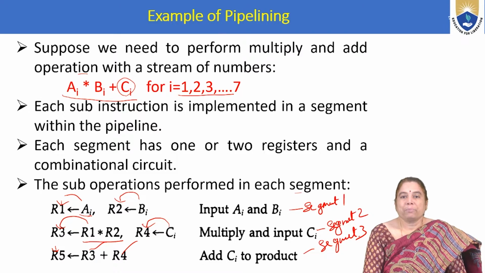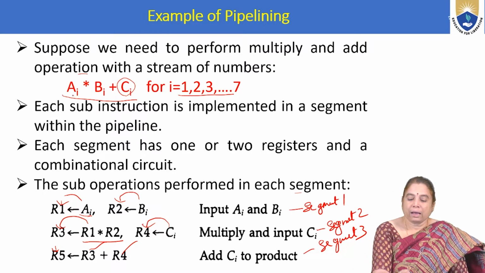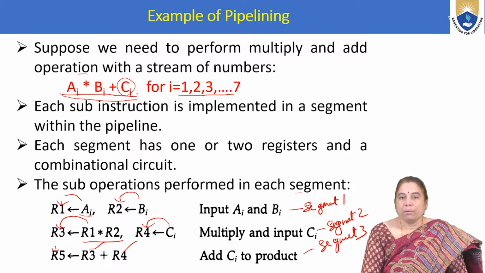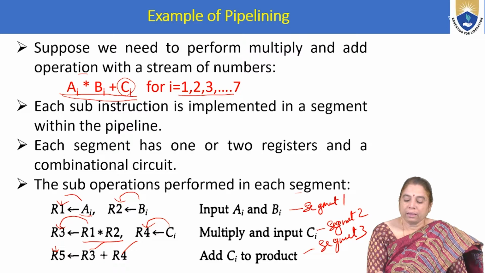So in pipelining, the major task is divided into pieces or sub-operations. Each sub-operation is executed in a dedicated segment in the pipeline register, which can operate in parallel with other segments. So here the task of Ai times Bi plus Ci can be divided into 3 segments. During segment 1, inputting the Ai and Bi to the corresponding registers, the second segment can process the multiply operation. At the same time, the C value can be inputted. And in the third segment, addition of the third value to the product is performed. So this task can be divided into 3 segments.